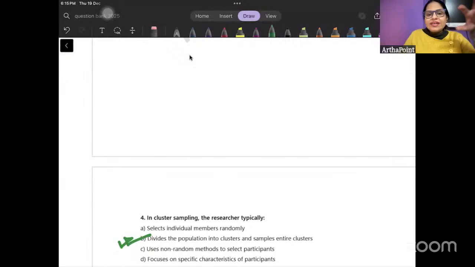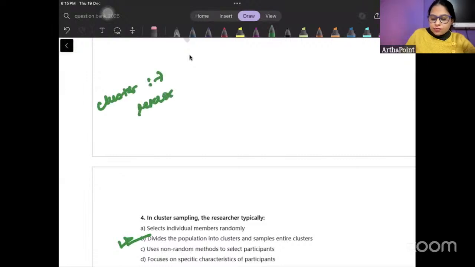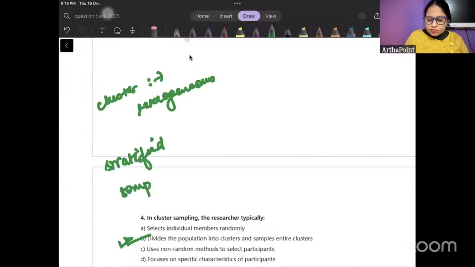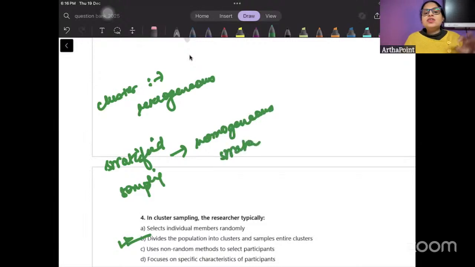You are creating a cluster, but this cluster can be heterogeneous in nature. Whereas when you do the other sampling, which is your stratified sampling, stratified sampling will be homogeneous stratas. This is the difference between cluster and stratified sampling.